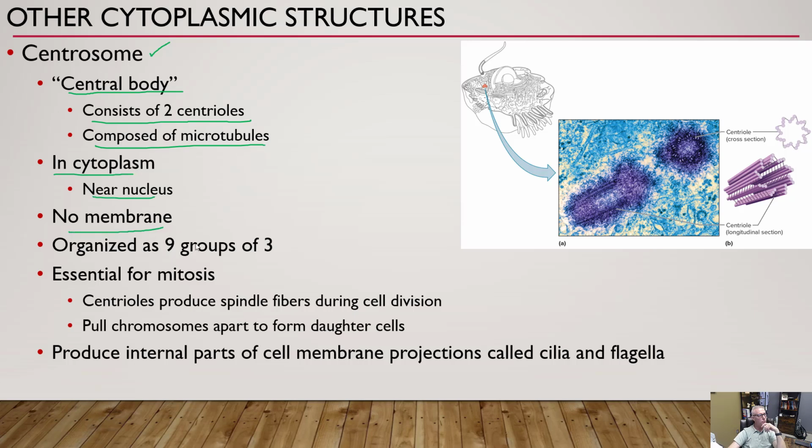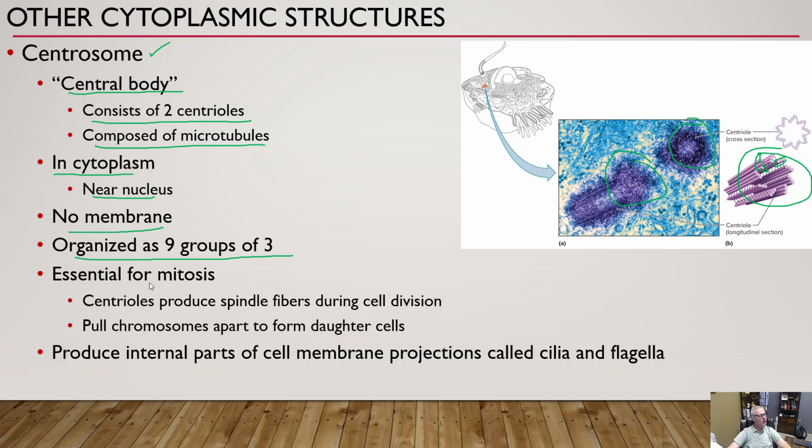They don't have a membrane. So they're organized as 9 groups of 3. So you can see here, there's a group of 3, there's a group of 3, and there's 9 of them. And if we look at them, there's going to be 2 of them.